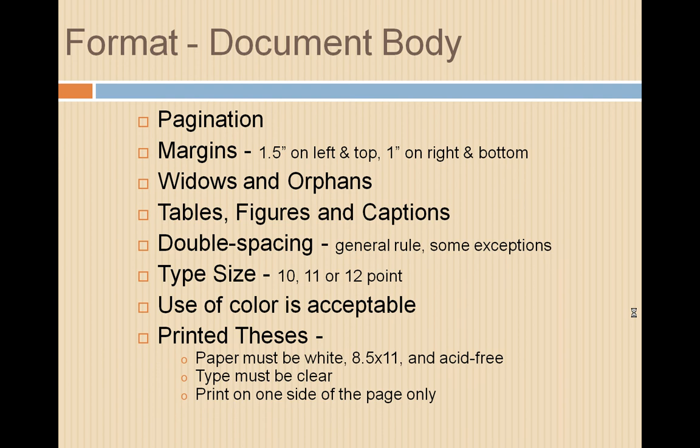For the printed theses, the paper must be white, 8.5 by 11 size, and acid-free. Acid-free is quite common. Just check the packaging that the paper is in, and it should tell you there that it's acid-free. The type on the paper must be clear, so you don't have to use a laser printer. You can use a DeskJet printer, that's fine, or you can use a Xerox machine, that's fine. But just make sure that it's clear, there are no smudges or gray areas on the page, and you're printing only on one side of the page.